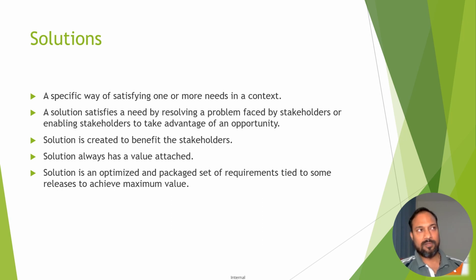So we have to see the solution as a whole and not individually per requirement. We have 10 requirements as a buyer and 15 requirements as a seller. When we combine all those sets of requirements, that will create an entire solution, a big one. We have to see that big solution altogether. So this one talks about that: a complete packaged set of requirements tied together to some release that will achieve maximum value.